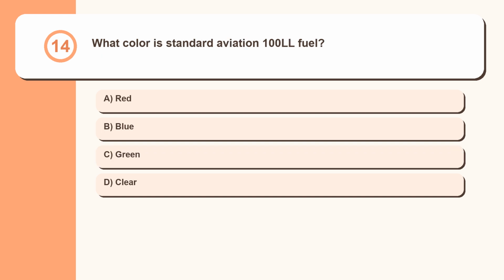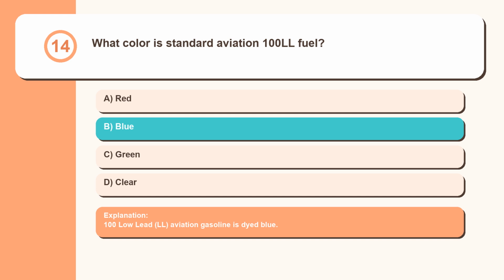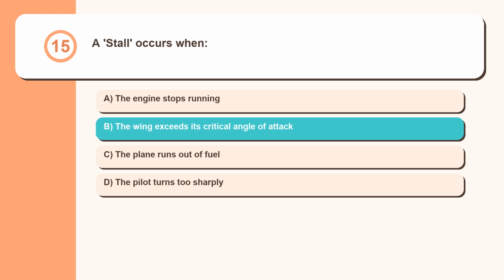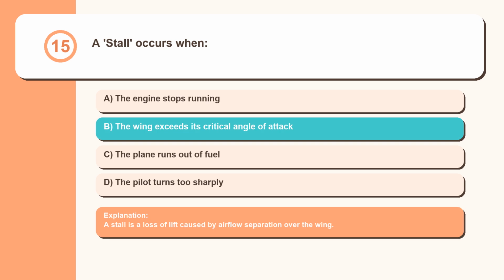Question 14. What color is standard aviation 100LL fuel? Red, blue, green, clear. 100 low lead, LL, aviation gasoline is dyed blue. Question 15. A stall occurs when the engine stops running, the wing exceeds its critical angle of attack, the plane runs out of fuel, the pilot turns too sharply. A stall is a loss of lift caused by airflow separation over the wing.